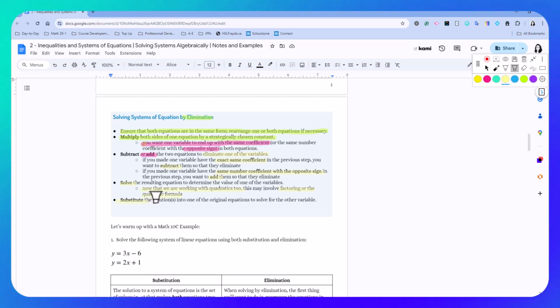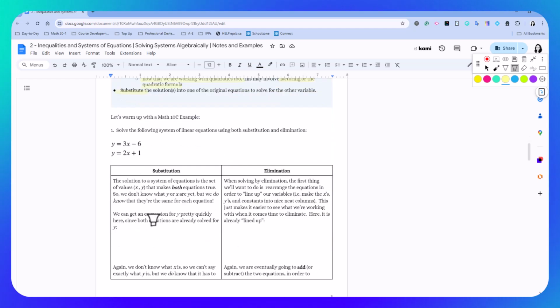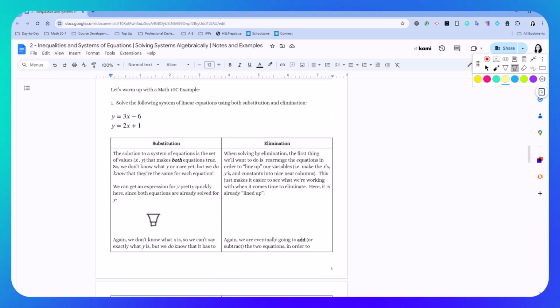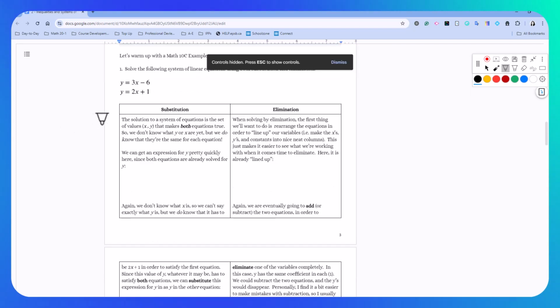So let's tune up some of those Math 10C skills, and we're going to work through solving this system of linear equations using both substitution and elimination. Let's start by going into substitution. And just to give me a little bit more room, let's do that. There we go.